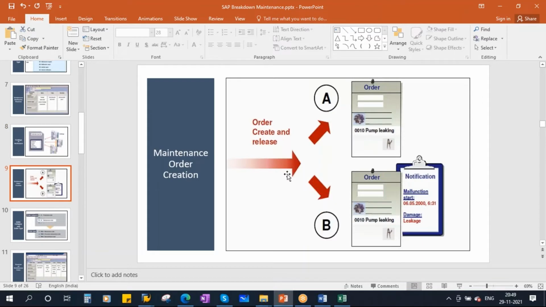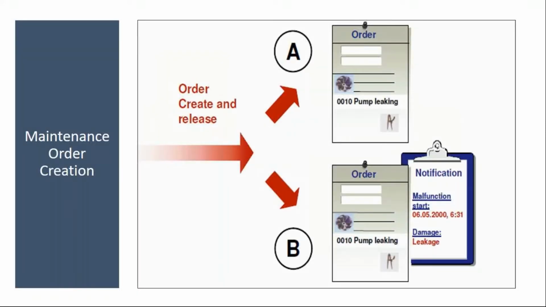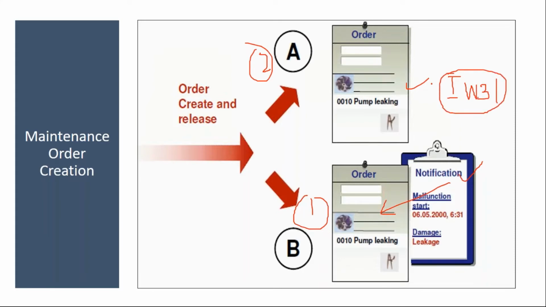The next step is they will create the work order. As I explained in the previous session, an order can be created in two ways. The first method is to create the work order from the notification. Another method is to directly create the order with IW31 without a notification. I will show you this in the next session. But today, as usual, we are creating the order from the notification.